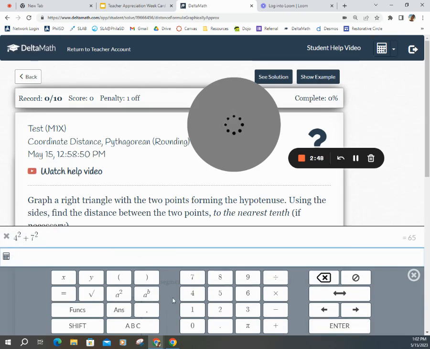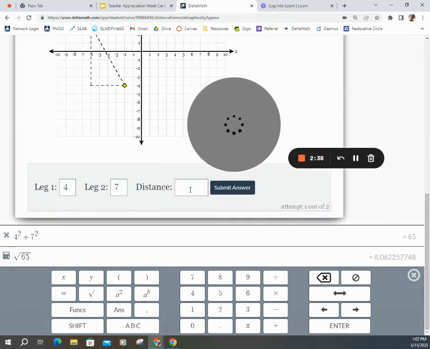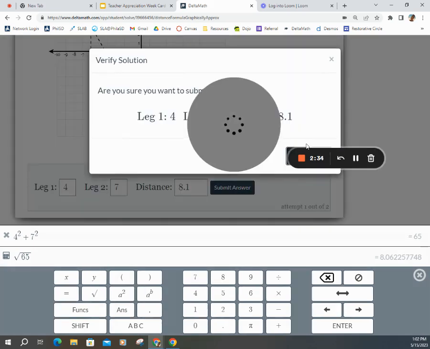So c, our hypotenuse, would be equal to the square root of 65, which is 8.1 rounded to the nearest tenth. So 8.06 rounds to 8.1. So that would be our hypotenuse.